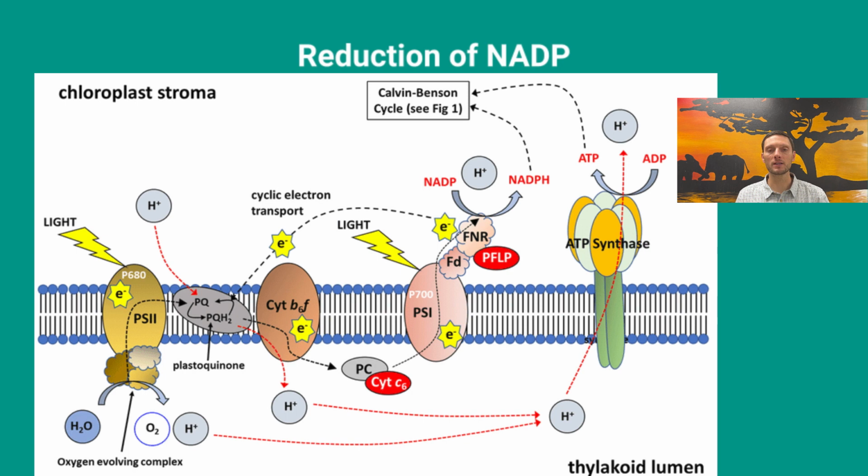Two excited electrons from the P700 pigment and this short chain or sequence then allow the conversion of NADP to reduced NADP, which is NADPH. Those electrons are used to create this NADPH, and that molecule is going to be used in our second step of photosynthesis.